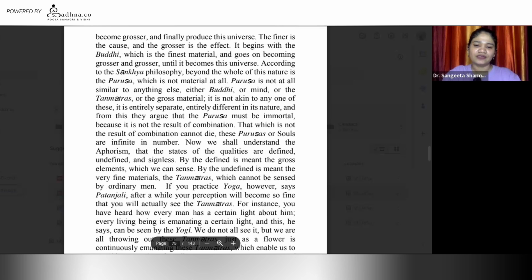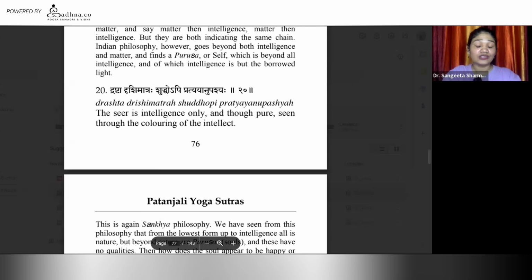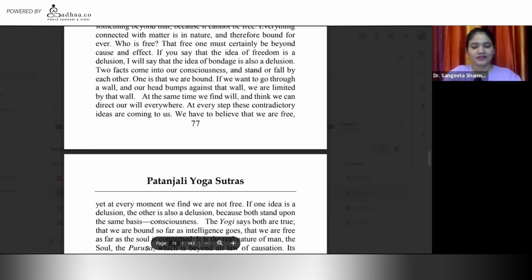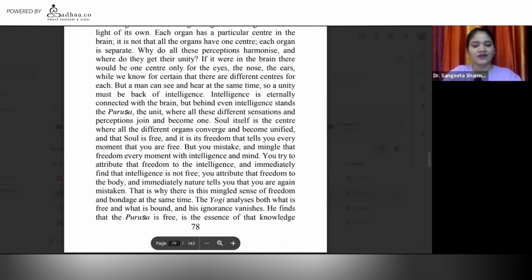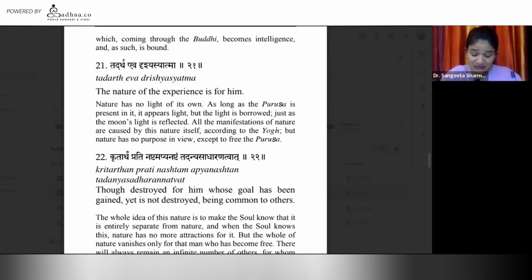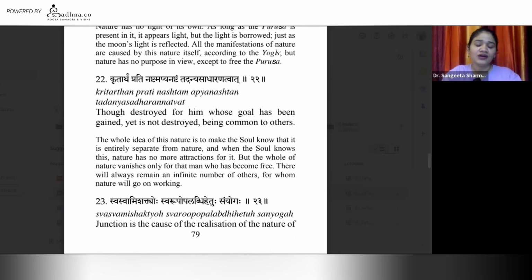And then the 20th sutra is talking about drishta. Drishi matra shuddho api pratyayanupashyah. Somebody who is pure consciousness is actually drishta. Now, in the 21st sutra, he is saying why this drishta and drishya, what happened in nature, why we get connected, what is the reason behind this connection, and what happens when a yogi attains samadhi.